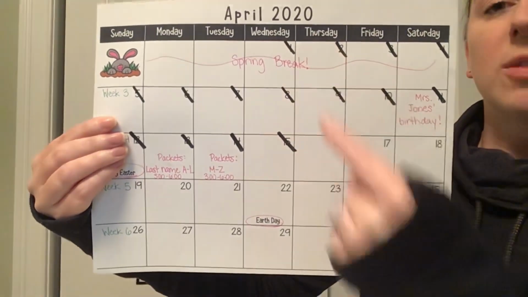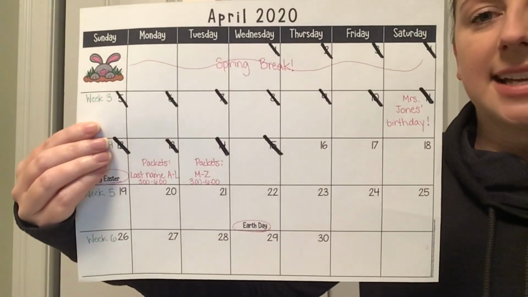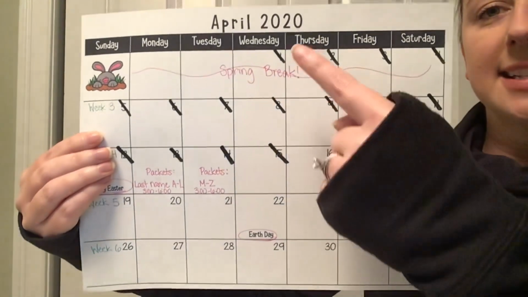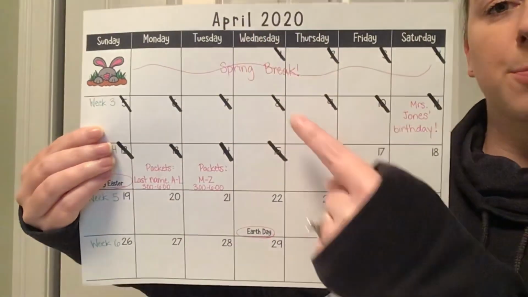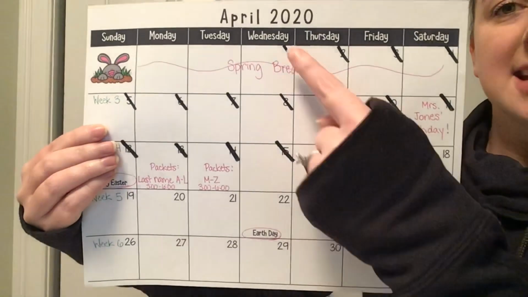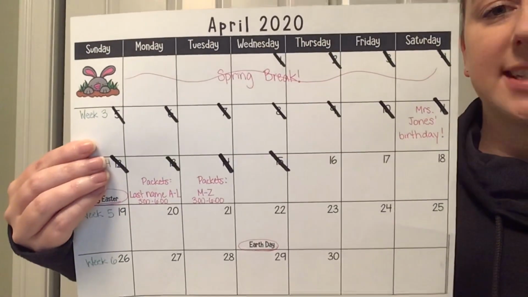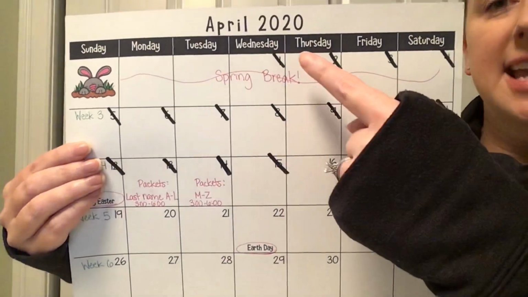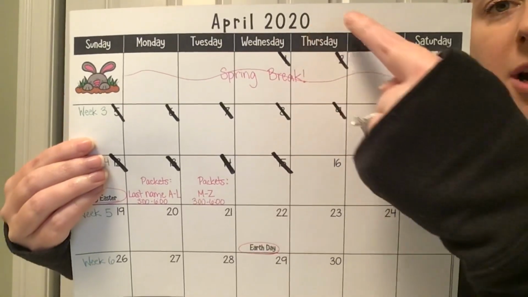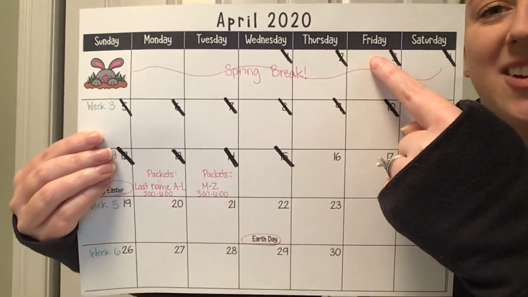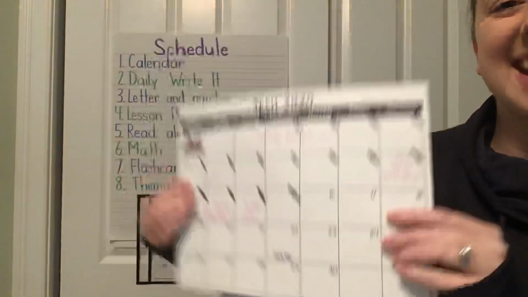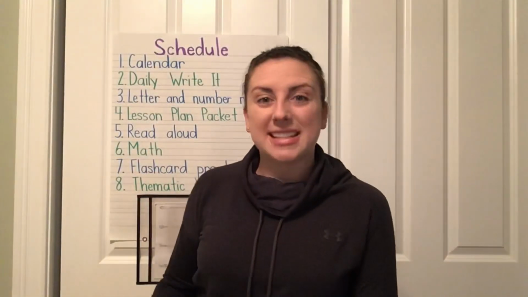Thursday. So saying today's date in a complete sentence, we would say that today is Thursday, April 16th, 2020. Now, if today is Thursday, that means tomorrow is going to be Friday. Let's sing our Days of the Week song.